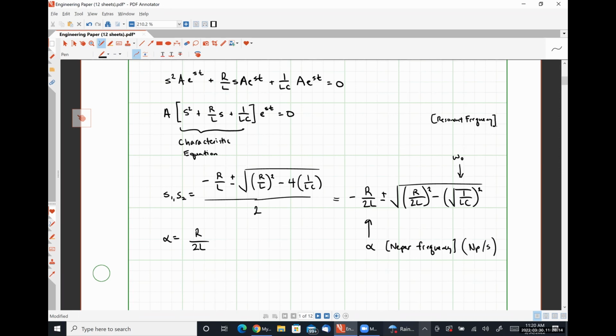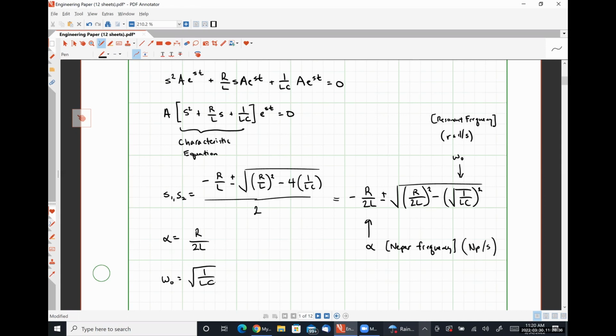No, just the square root of 1 over LC, having units of radians per second. I'll write it down here. Omega naught is the square root of 1 over LC.